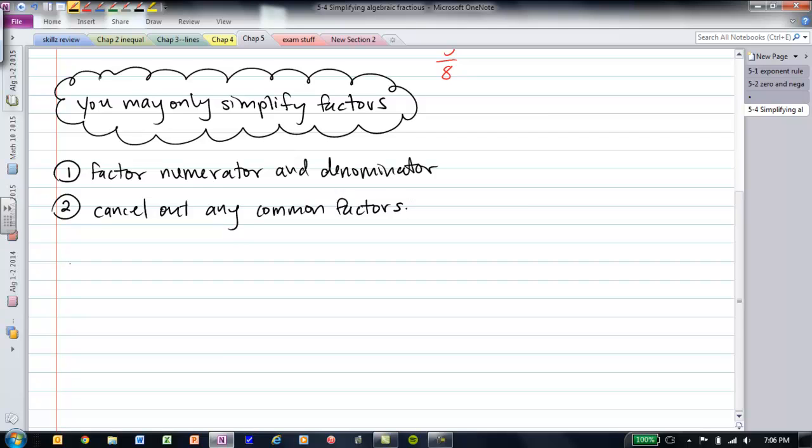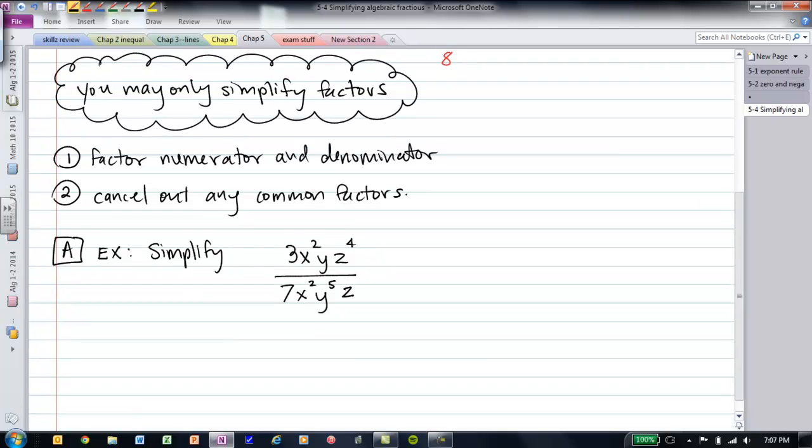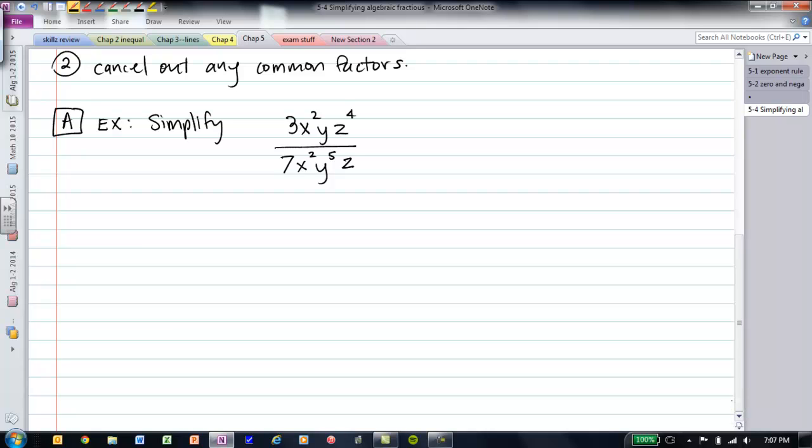Alright, so here is our first example. My directions say simplify, and I have the problem 3x squared y z to the fourth over 7x squared y to the fifth z. Now, what we did before this was figure out how to simplify these expressions that are all factors. And that was pretty easy because we could use the exponent rules. But remember, we can also factor out a GCF and then simplify that.